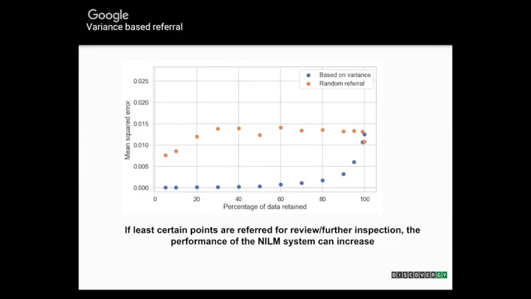And to check our scheme, what we did was we now select data points which had very high variance, so that we can eliminate those predictions where we are probably making the most mistakes, and calculate the error on the remaining set. What we see here is that the mean squared error is super low as compared to the random case, and it only increases once we retain the entire data set, meaning we retained all the points wherein the network was making wrong predictions. So this seems to suggest that if the least certain points are referred for further review or further inspection, the performance of the NILM model can be increased.